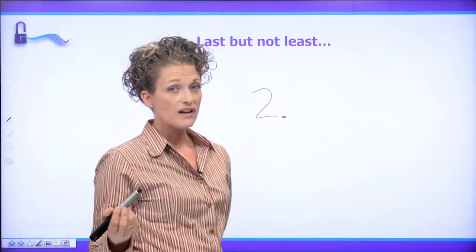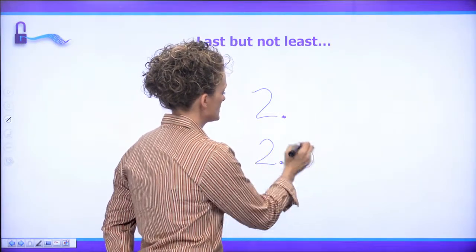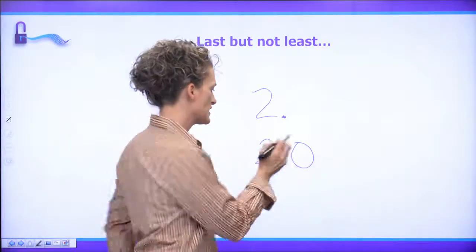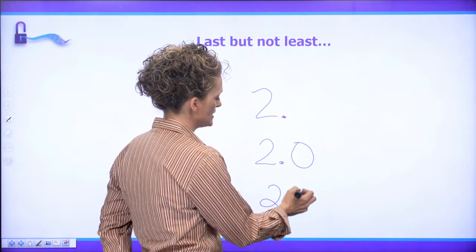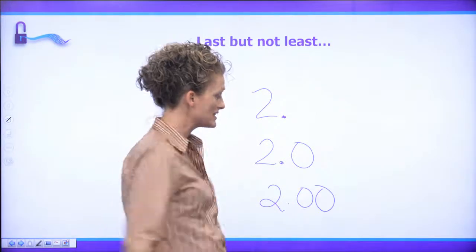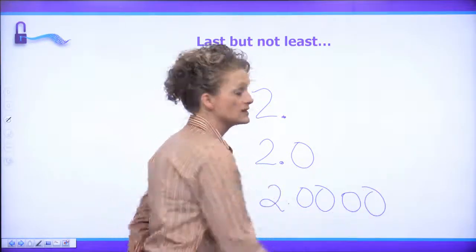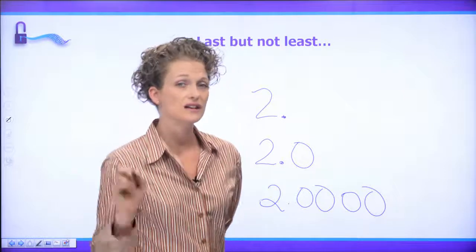So the question is, if I add a 0, does it change anything? No, it doesn't, because that decimal point is there. So I could, in fact, add as many zeros as I wanted to, and this number still equals 2. If the decimal point is there, it doesn't change the value.